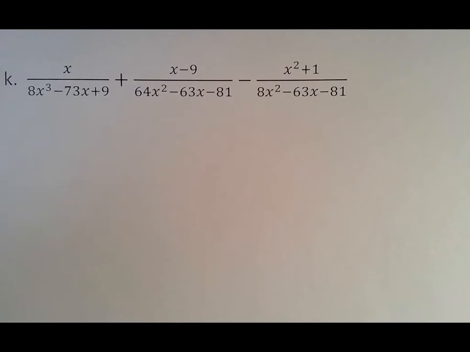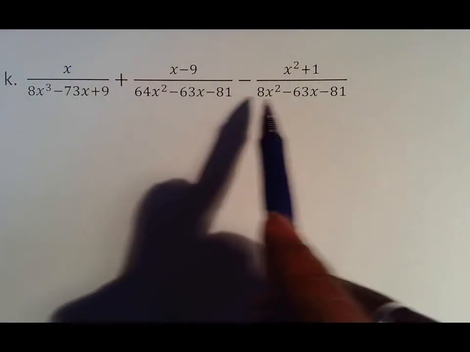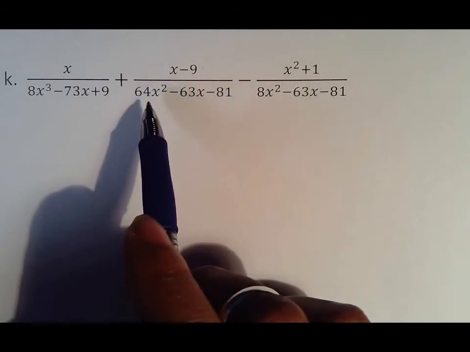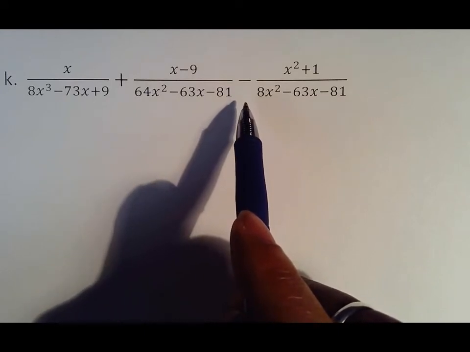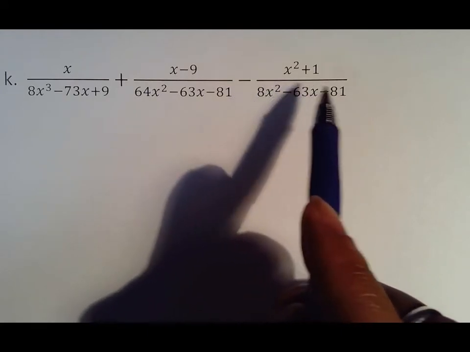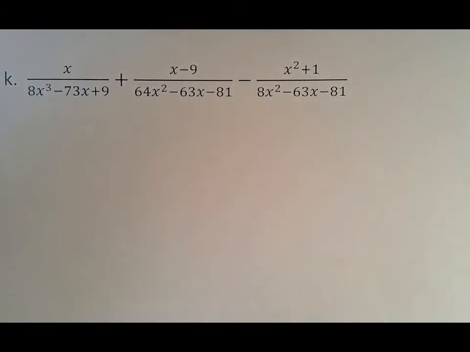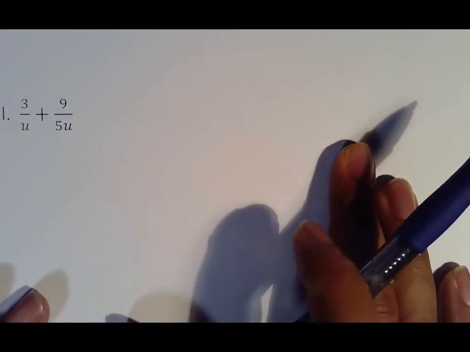But what you would do on this, again, is factor the bottom, factor the bottom, factor the bottom. 8, 9, nope, that doesn't factor. And that doesn't factor. But anyway, after you get all that done, you would put your like terms together and go from there. I don't know what that was, but we'll move past that.